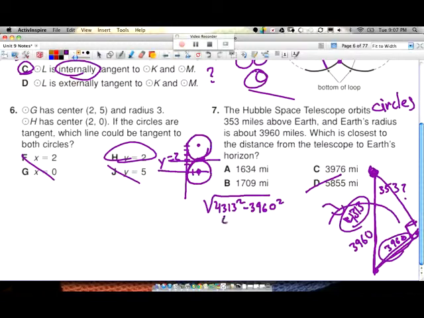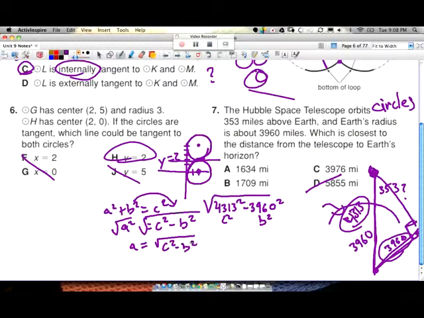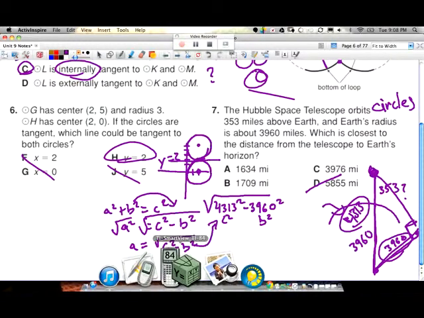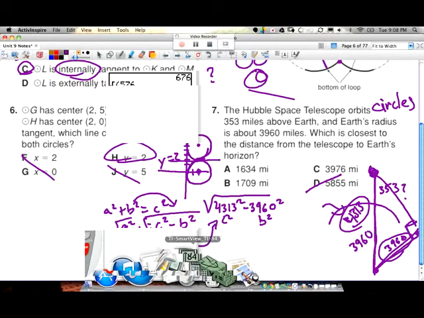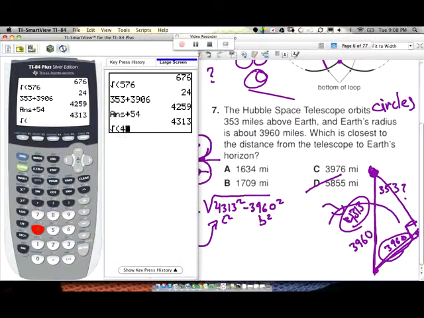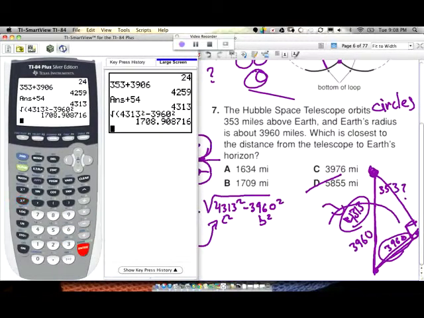What am I doing here? Well, this is like my c squared, and this is like my b squared. And I know that a squared plus b squared equals c squared. So if I move the b over here, then I got c squared minus b squared equals a squared. Then I square root everything, and I'll have a equals the square root of c squared minus b squared. Okay, so that's what I'm shortcutting over to there. So I can type it. So I'm going to do second square root, then 4,313 squared minus 3,960 squared. Let's see what we get. 1708. So the answer would be B, 1709.